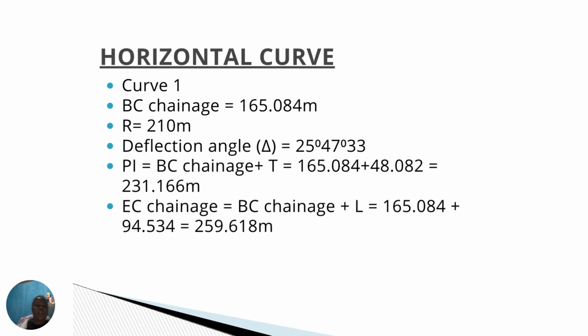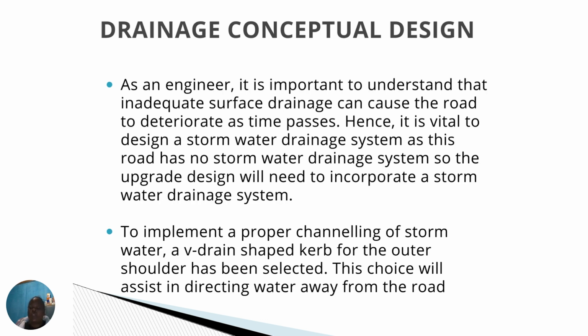Now for the horizontal curve calculations. The chainage of the beginning of the curve was found to be 165.084 meters, the radius 210, the deflection angle 25 degrees 47 minutes and 33 seconds. The point of intersection was found at 231.166 meters. The chainage of the end of the curve at 259.618 meters.